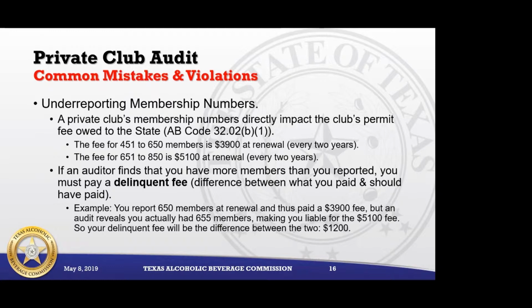And so what happens is if you pay for a set number of members, in the example in front of you, you paid for 451 to 650 members to be part of your private club at your renewal period, and so you paid $3,900. We go out and our audit finds that you actually had 651, 652, 700 members. Well, you should have paid $5,100. So now you are delinquent to the agency $1,200. And that's what we're determining when we go out to do these audits. We are just verifying that you are paying the proper renewal fee.